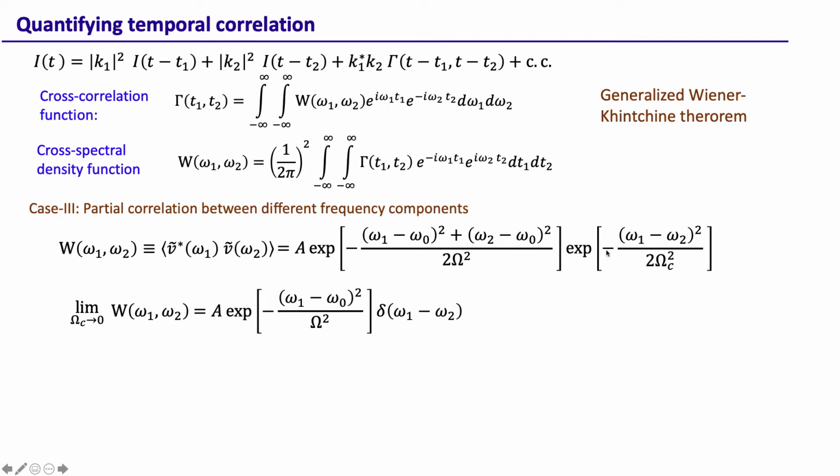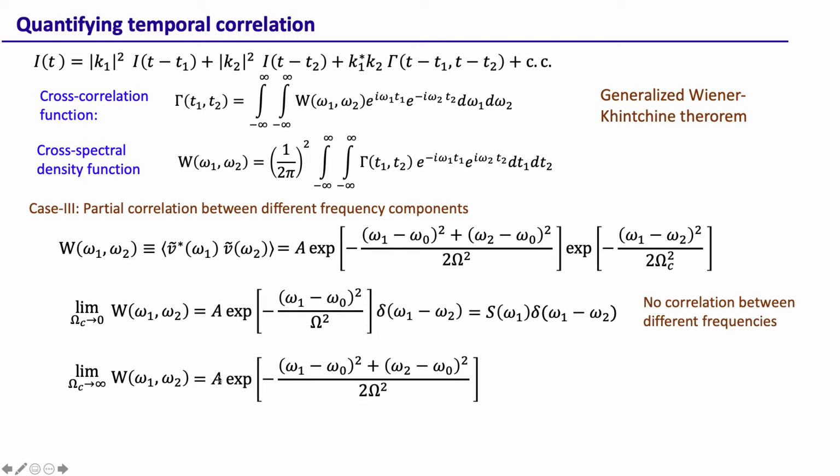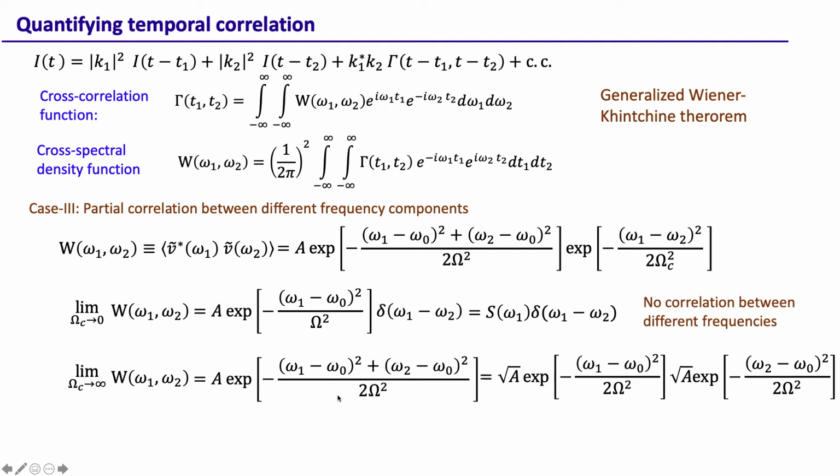Right. So this is essentially a delta function. This assumes this form, and then we can write this as the spectral density, and that's a delta function. So this is our case 1, when there was no correlation between different frequencies. If we take another limit, omega c going to infinity, in this case we can see that this term is actually just 1, and this is what we are left with.